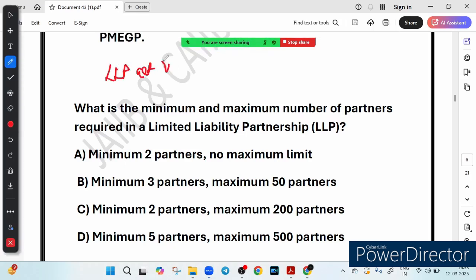LLP Act 2008. So it says that every LLP must have at least 2 partners. There is no maximum limit on the number of partners. There must be at least 2 DPs. What is the meaning of DP? DP means designated partner, and at least one must be a resident of India.